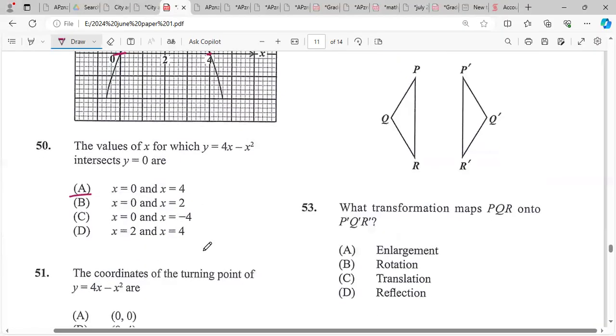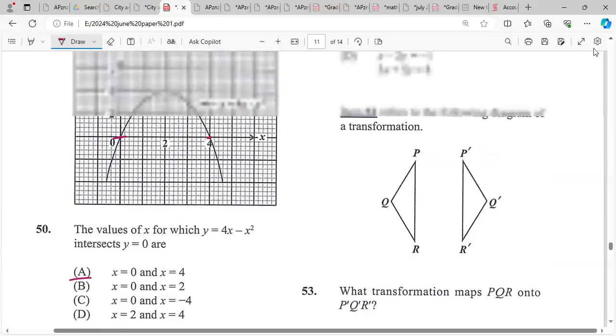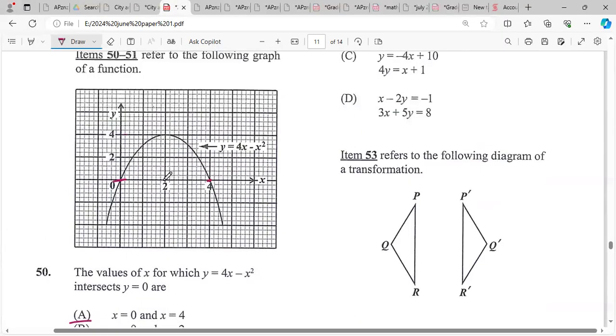So that's A. The coordinates of the turning point. Now, the turning point is actually the highest point on the graph in this case, which is at x equals 2. So it's 2, 4. Remember, you must read your x first before your y. So that's 2, 4.